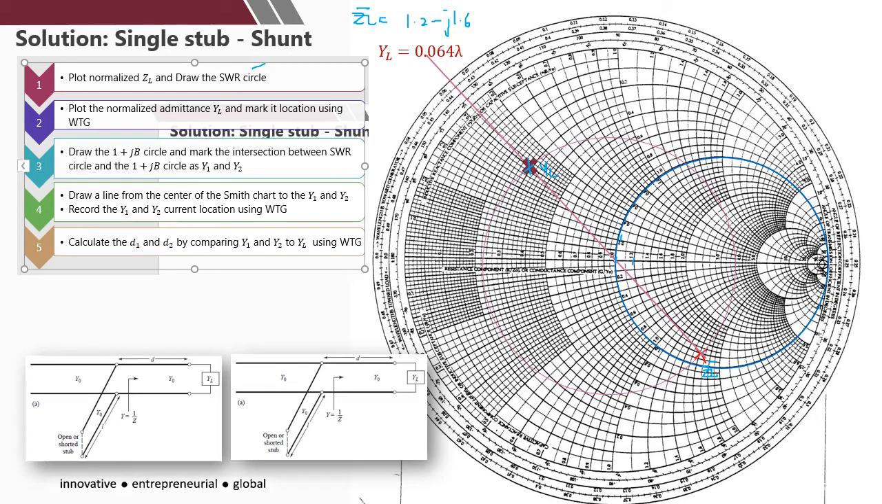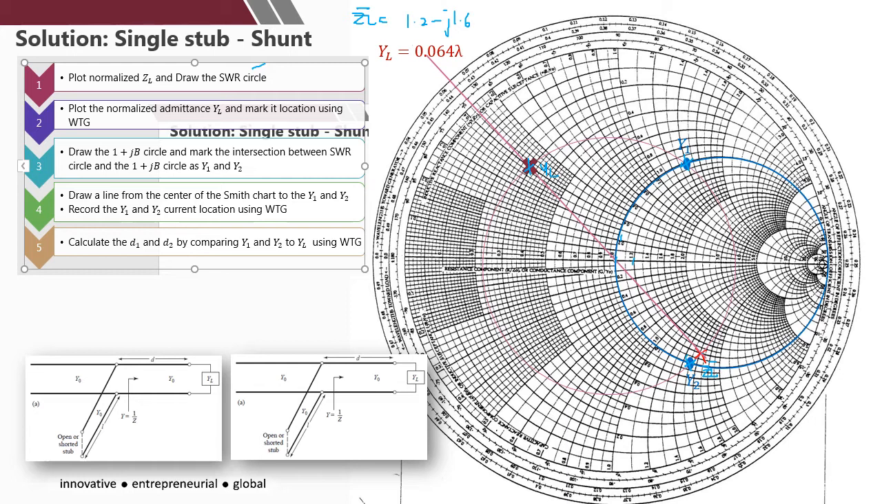Okay, mark the intersection between the SWR circle and the 1 plus jB circle. So the pink and the blue circle, look at the intersection point and mark it as Y1 and Y2. Okay, so now you have the intersection here, Y1 and also Y2, the intersection between the two circles.